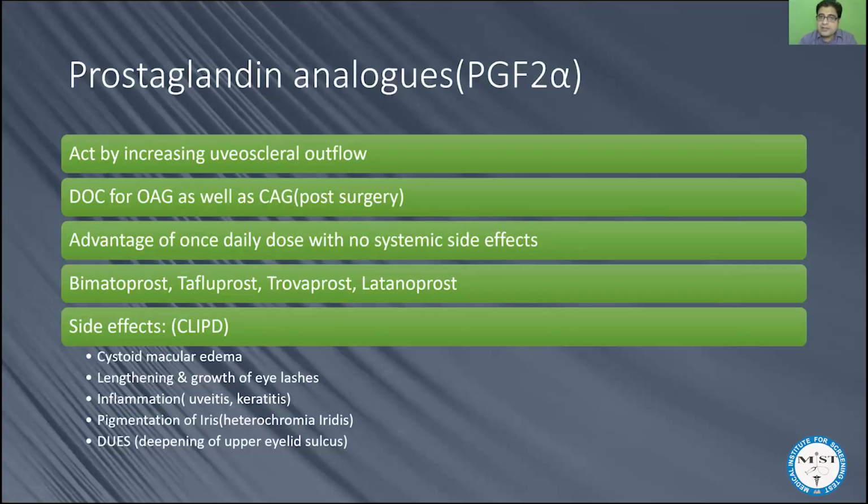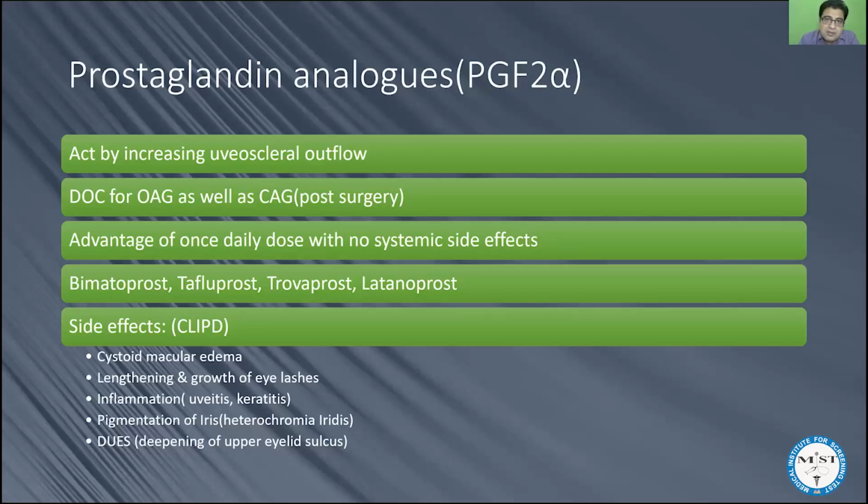Now, after this trabecular drainage, we have a second group of medicine that can increase uveoscleral drainage. And this group of medicine is known as prostaglandin analogs. So first MCQ, which can be asked in exam, which type of prostaglandin analogs we use for the treatment of glaucoma? So the answer is we use PGF2 alpha analogs.